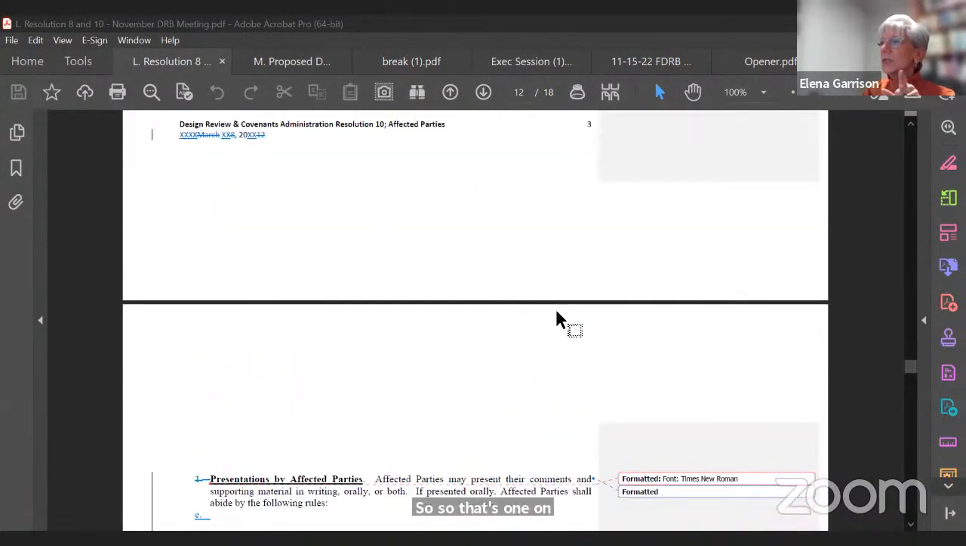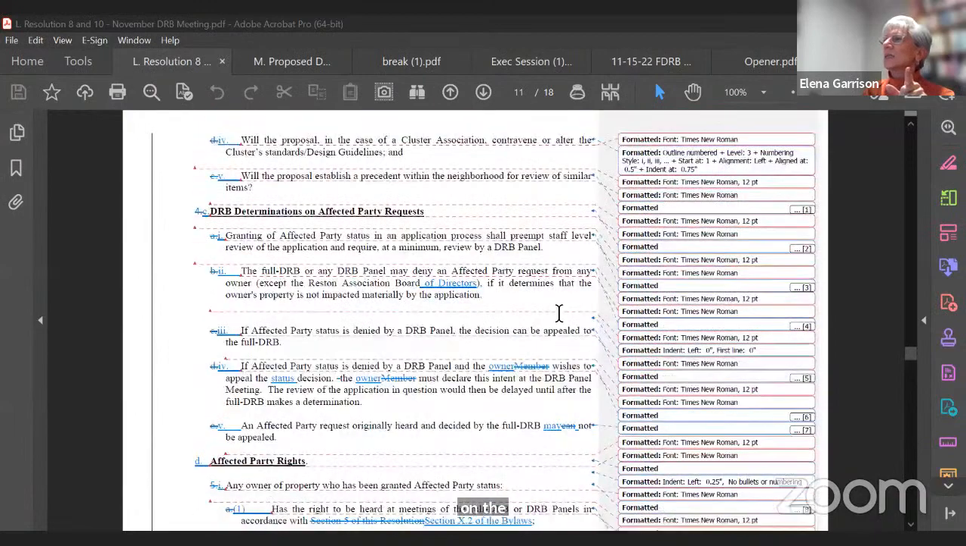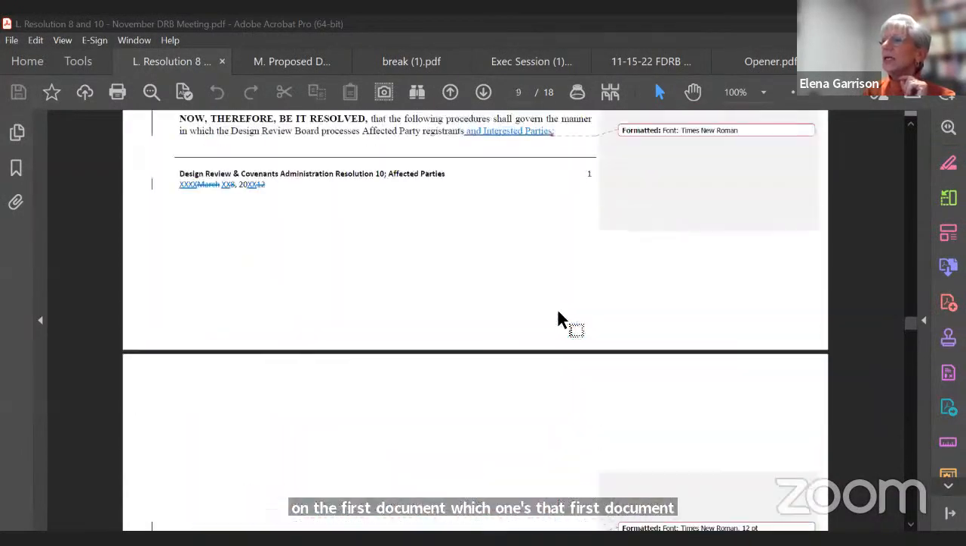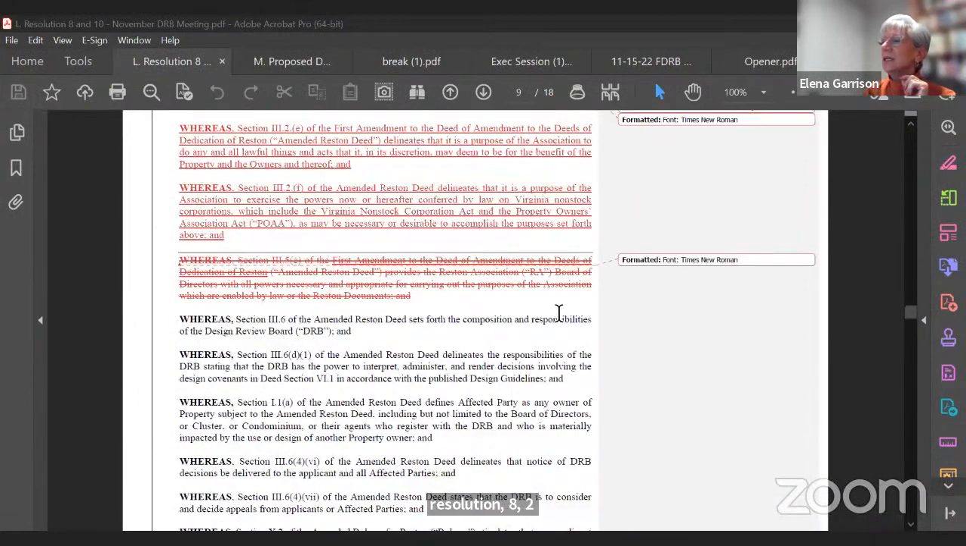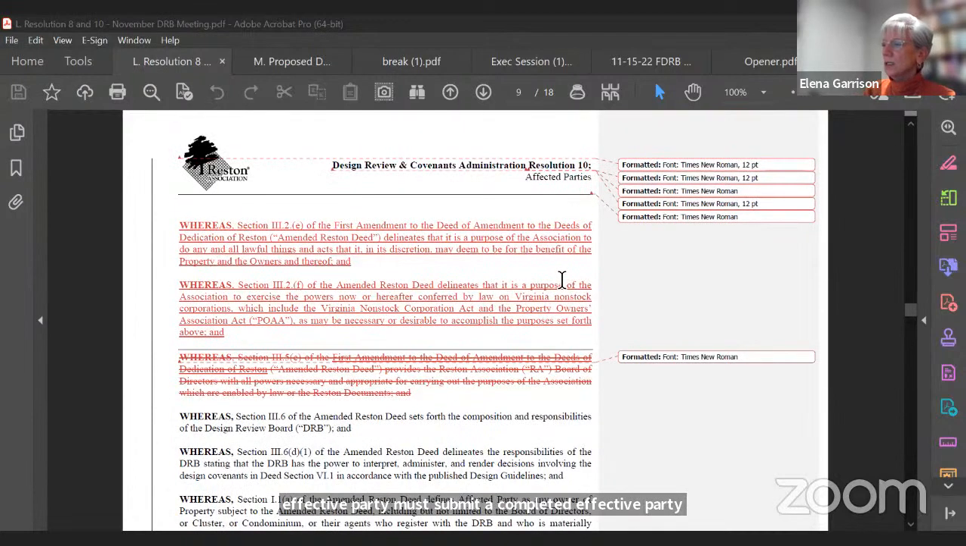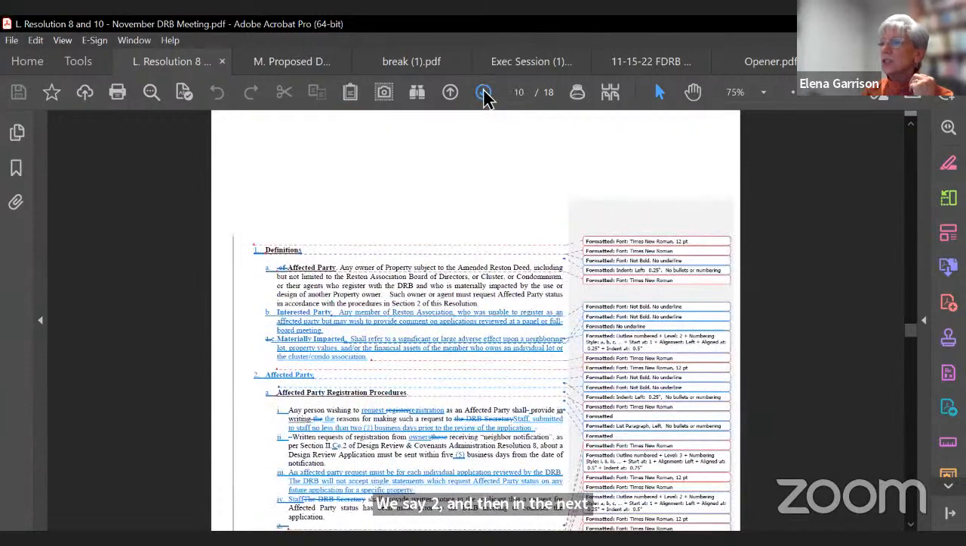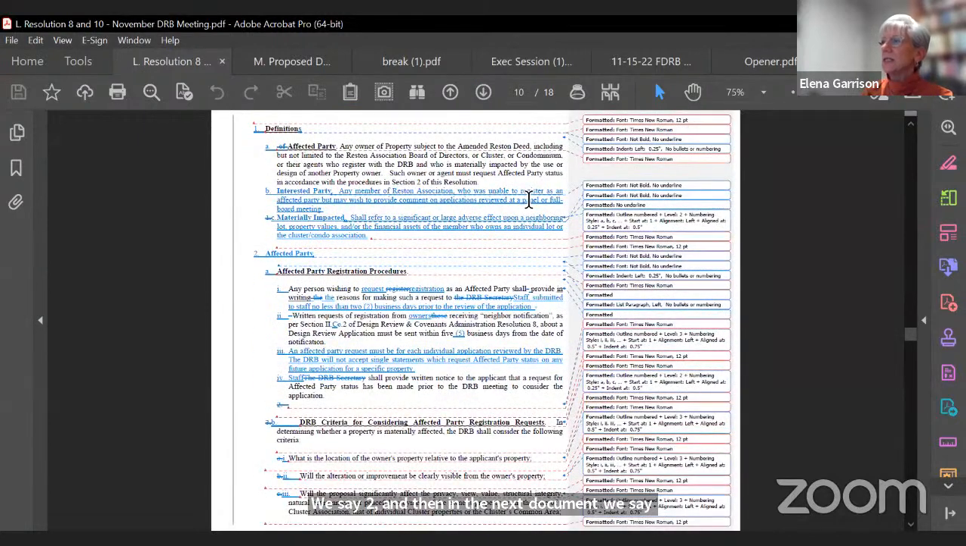On the first document, resolution 8, 2G2 says that any member wishing to register as an affected party must submit a completed affected party statement form or written statement 7 days prior. And then previously in 2E, we say 2. And then in the next document, we say 2 days. So I just think we need to say 2 everywhere.